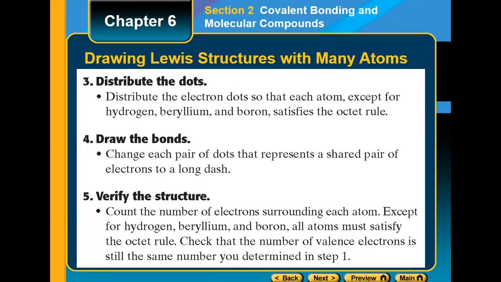Then we start to distribute, or arrange, the electrons around the atoms to ensure that they follow the octet rule. Then we replace the shared electrons with a single dash to represent the bonds.